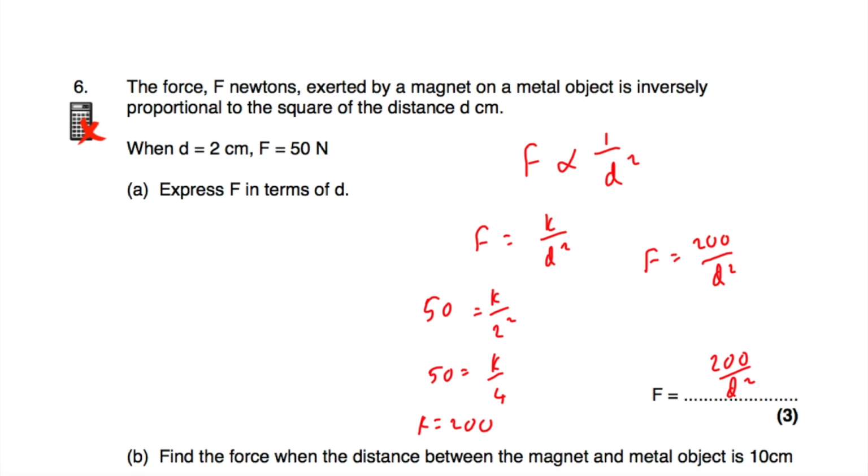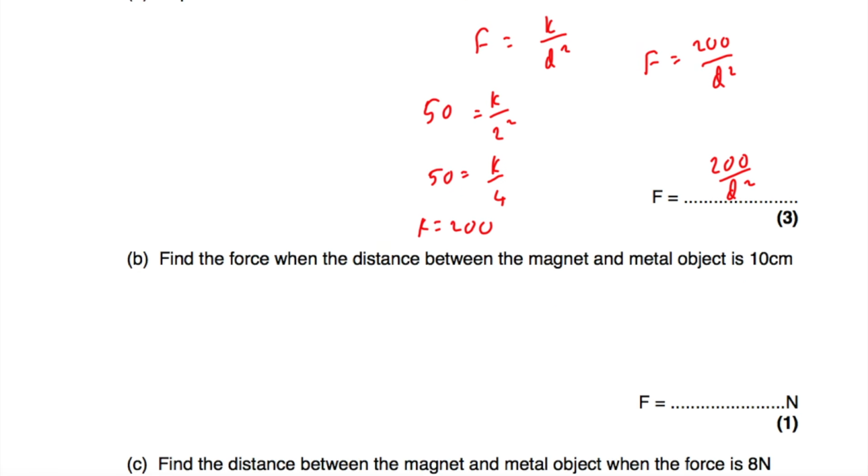Okay, and then if we go on down to part B, it says find the force when the distance between the magnet and the metal object is 10 centimeters. So we're going to substitute in 10 for the distance. So F is equal to 200 divided by D squared. D is the distance, that's going to be 10 squared, so F is equal to 200 divided by 10 squared. 10 squared is 100, so F is equal to 200 divided by 100, and that's equal to 2. So that means the force would be 2 newtons.